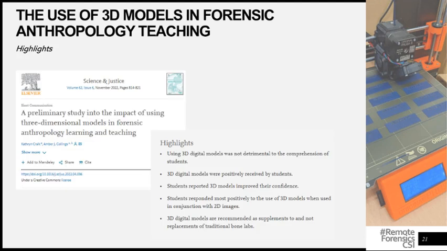And this is just the highlights from that paper. Using 3D models was not detrimental to comprehension. They were positively received by students, improved their confidence, and we seem to see that we like this conjunction between 2D and 3D. We also added a caveat to say, please don't stop teaching with real skeletal material. 3D prints and 3D models are great, but they can't be replacements of traditional labs. It was a great supplement to them, but not a replacement.